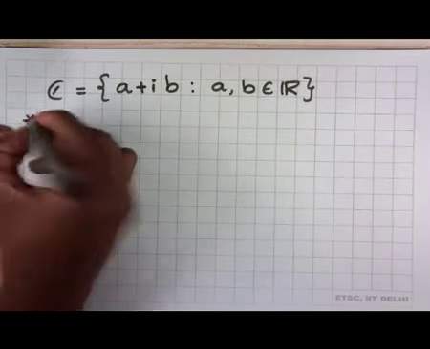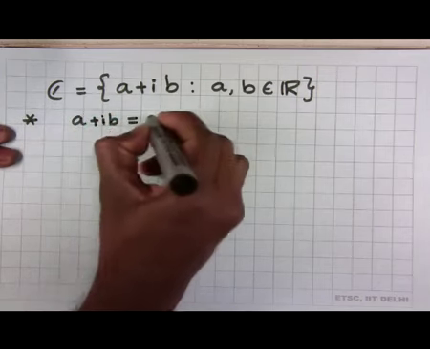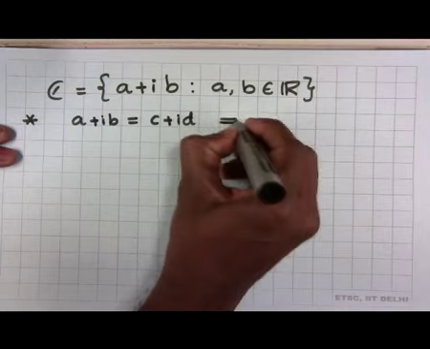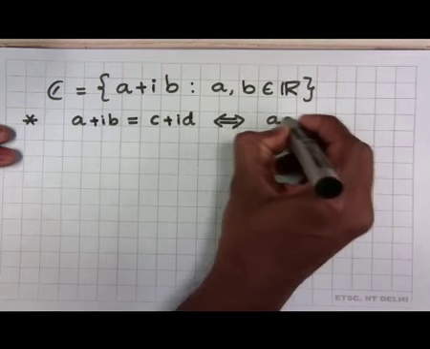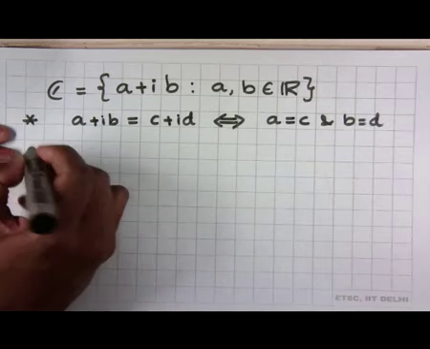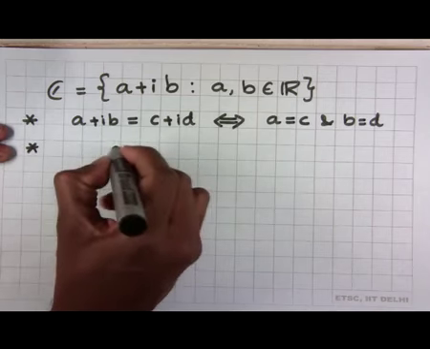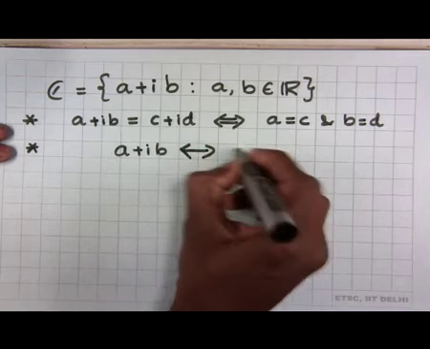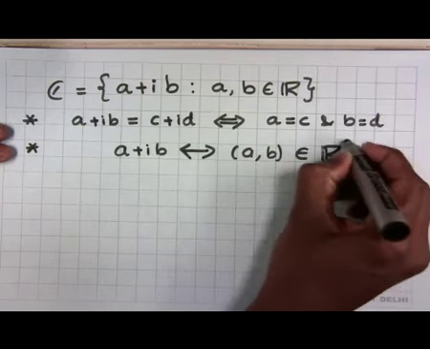And what we said is that two complex numbers are equal, that is a plus i b equal to c plus i d, if and only if, this is again a definition, a equals c and b equals d. Under this equality relation, what we showed is we can identify each complex number with an ordered pair, that is a comma b, from the plane R2.